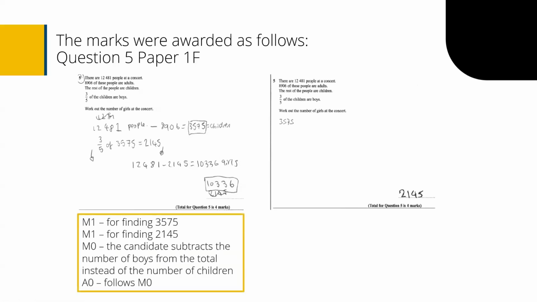So this is what they gave. Yep, 2 for the first one. So they got an M1 for finding 3,575. They got another method mark here for finding 2,145, but 0 marks because it subtracts the number of boys from the total instead of the number of children. And then because of that, the accuracy mark is 0 because it follows the M0 as we said earlier on.